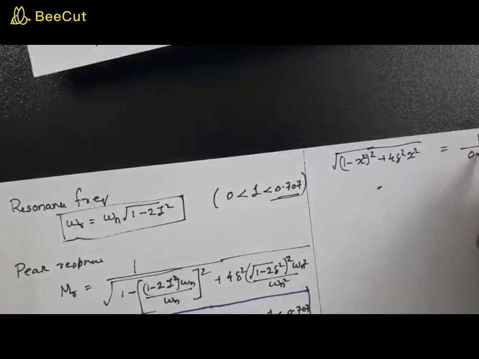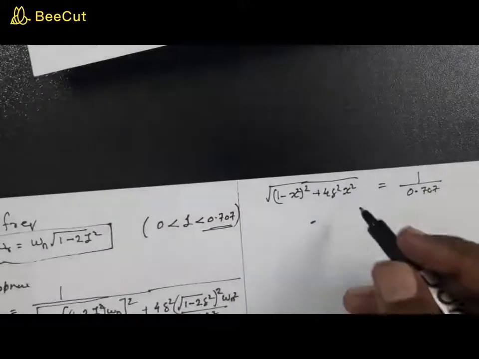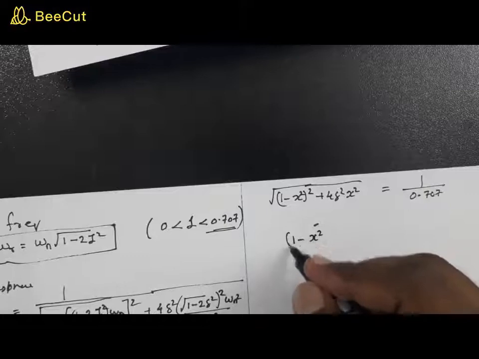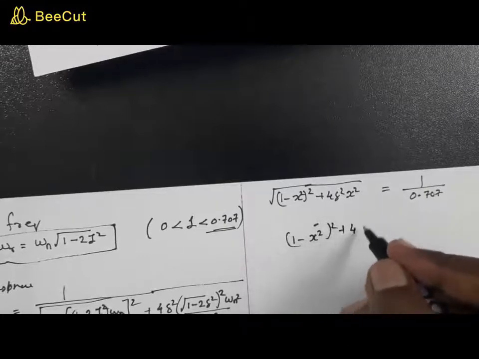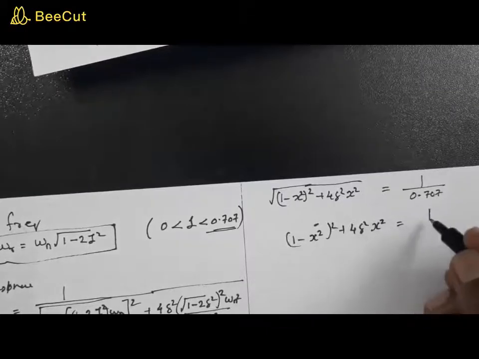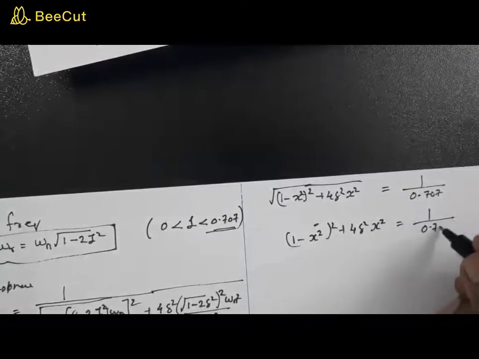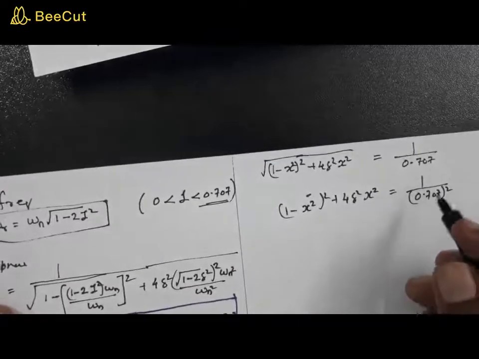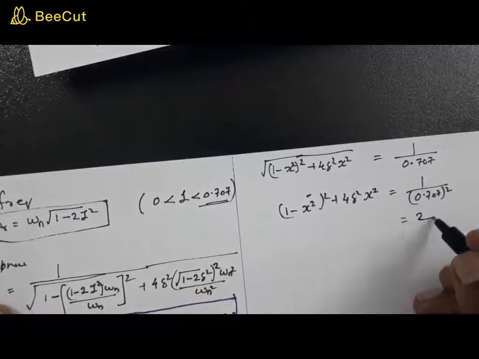equal to 1 by 0.707. Right, from this equation you can write like this. Now squaring this, you will get (1 minus x square) the whole square plus 4 delta square x square is equal to 1 by 0.707 square. Now when you do that calculation, you can see that this is equal to 2.